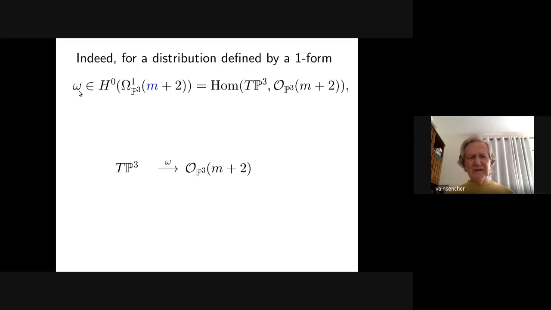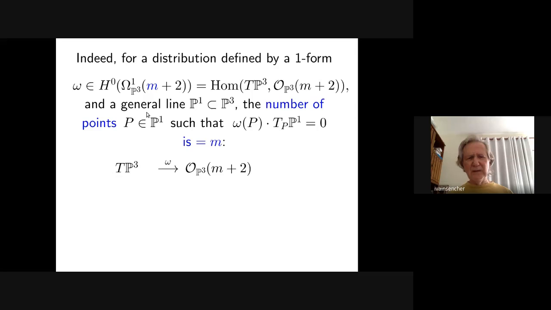So if you take a one form and interpret this sheaf as the dual of TP3 twisted by this line bundle, so it's Hom of TP3 to this line bundle. Given omega here, we have a map from TP3 to this line bundle. Okay, and then you pick a general line. The number of points on the general line which will kill this differential form is precisely n.